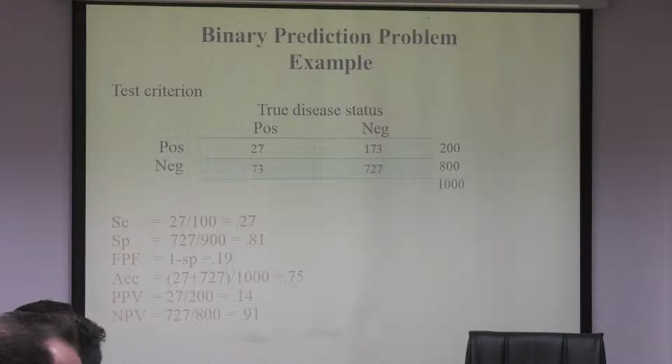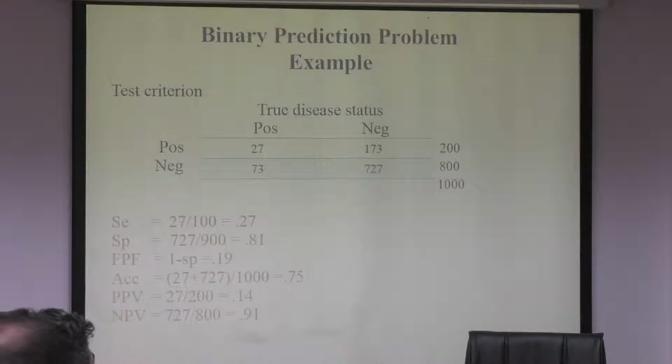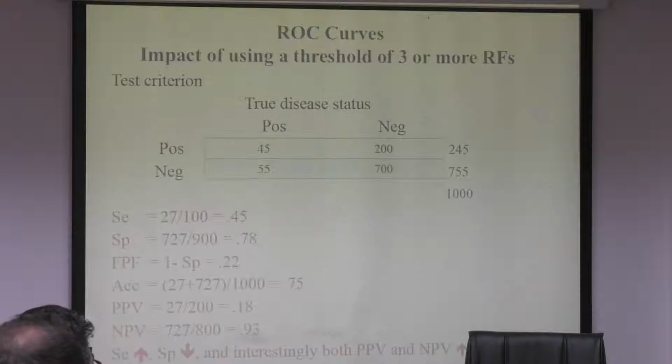So would the sensitivity change? No. Okay, look at this. If I change the cutoff point, of course it will change, right? So what did I have before? 0.27, right? Now it's changed because the cutoff point has changed. Everything has changed. So the sensitivity now is 45 over 100, the specificity is 700 over 900, and you work out everything. So sensitivity increases, specificity decreases, and interestingly, both PPV and NPV increase. So you see the major changes between using a 4 cutoff point or a 3 cutoff point according to the numbers.